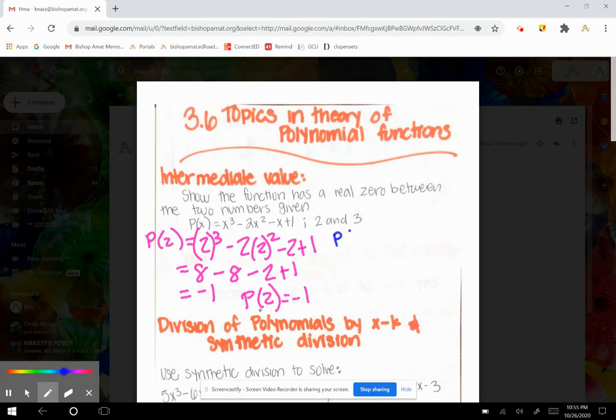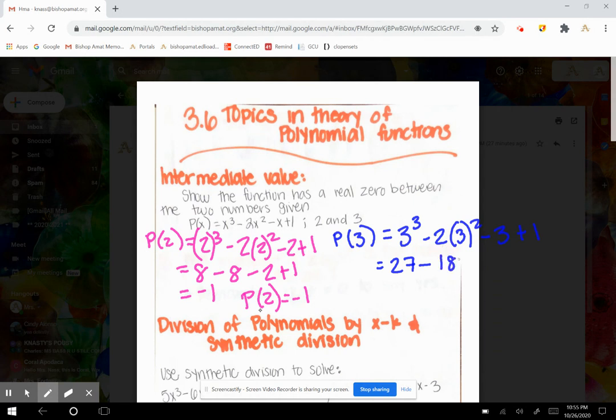Let's try p of 3. P of 3 is equal to 3 cubed minus 2 times 3 squared minus 3 plus 1. Okay, 3 cubed, 3 times 3 is 9 times 3 is 27. Minus 3 squared is 9 times 2 is 18. Minus 3 plus 1. This will get you 7. So p of 3 is equal to 7.